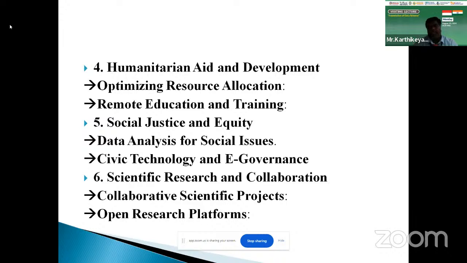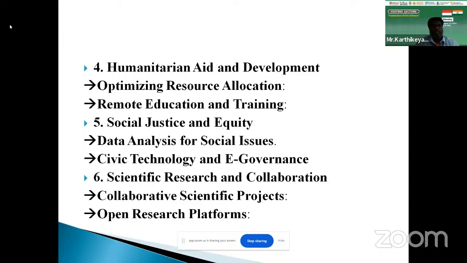And next one, scientific research and collaboration. This topic covers collaborative scientific projects and open research platforms. The collaborative scientific project is nothing but collaborative research efforts across institutions and countries. It uses a distributed system to analyze particle physics data, involving researchers in a worldwide unified effort.